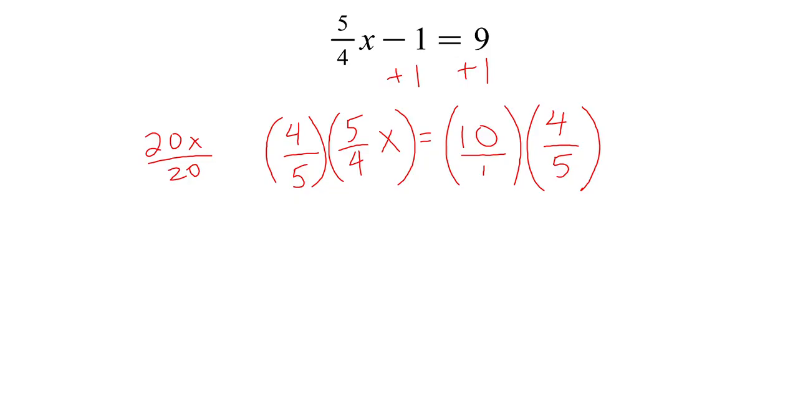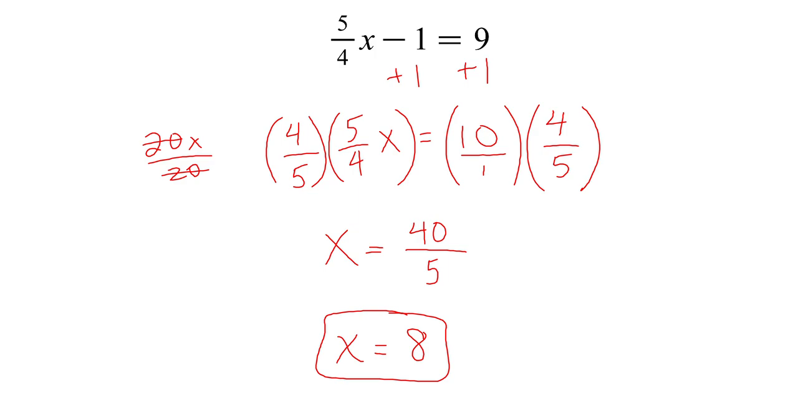You don't need to do that. But what is 20 divided by 20? Well, it's just 1. We just get x. And over here, 10 times 4 is 40, and 1 times 5 is 5. And if you just do the division, 40 divided by 5, you get x equals 8.